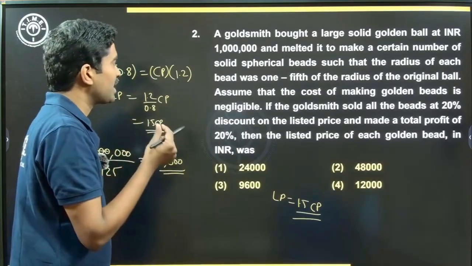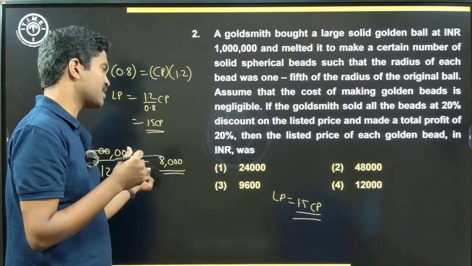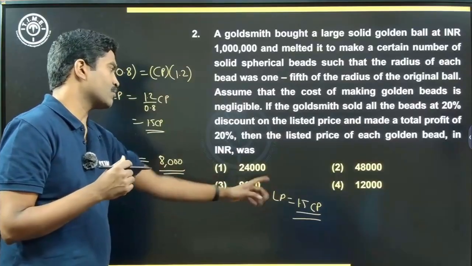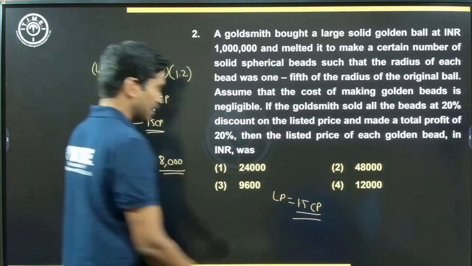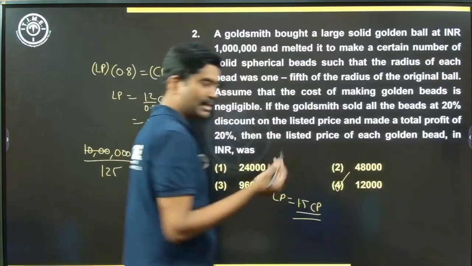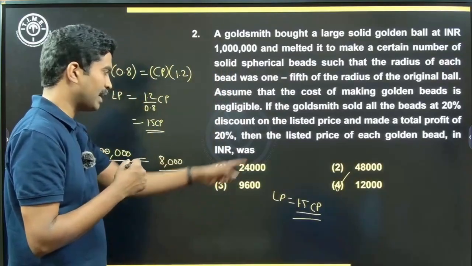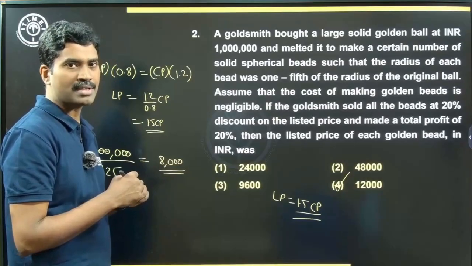Each spherical bead cost him 8,000 rupees, but he has to mark up 50%. CP is 8,000. 8,000 into 1.5 is 12,000. That's how much he's listing, and then he's giving a discount. That's the whole point. Correct? So that's option 4. 12,000 is our answer.